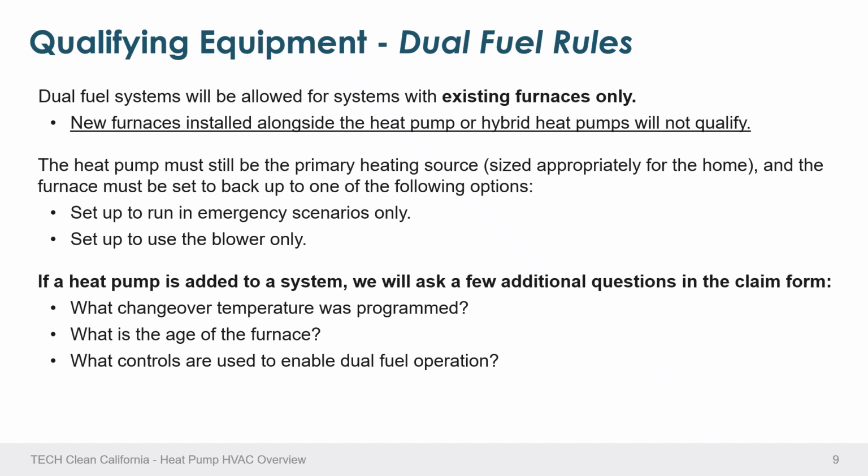Diving deeper into a bullet point that we mentioned on the previous slide, dual fuel systems will be allowed for systems installed with existing furnaces only. New furnaces installed alongside the heat pump or hybrid heat pumps will not be allowed. The heat pump must still be the primary heating source, sized appropriately for the home, and the furnace must be set to backup for one of the following options: set up to run in emergency scenarios only, or set up to use the blower only.